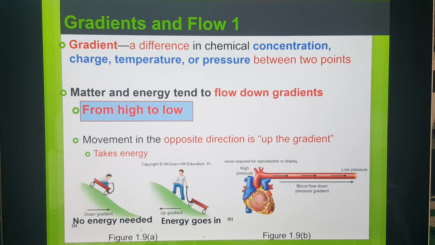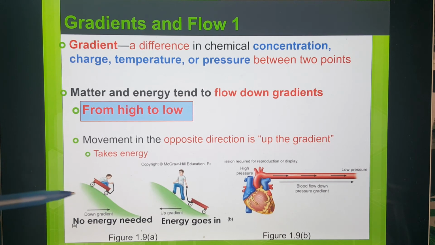So another thing that we're able to use in the body for just normal function is the use of gradients. You're going to see this a lot. A gradient is a difference in concentration between two areas, a difference in charge, temperature, or pressure. And we'll see this all the way through, even in AP2. With gradients, matter and energy always naturally go from high to low. So passive flow is going to go from a high concentration, charge, temperature, or pressure to a lower area.